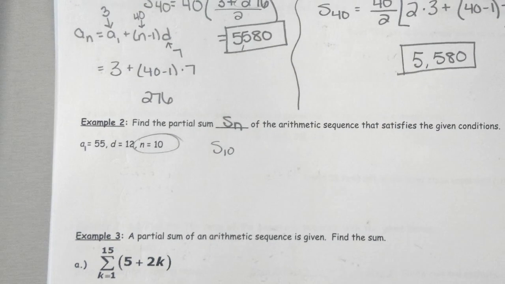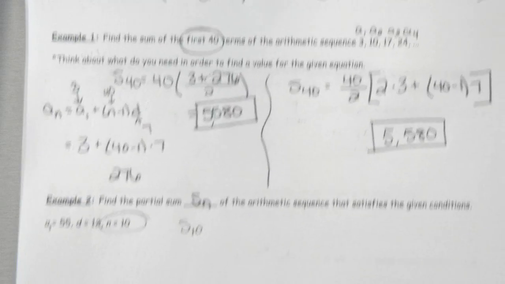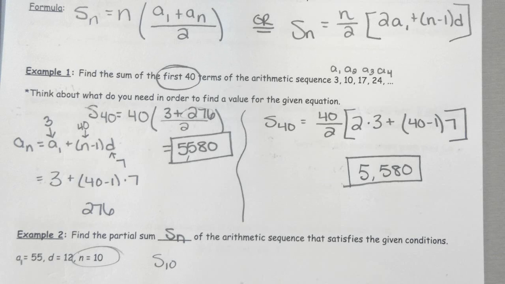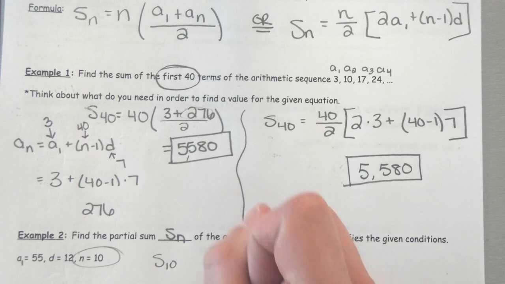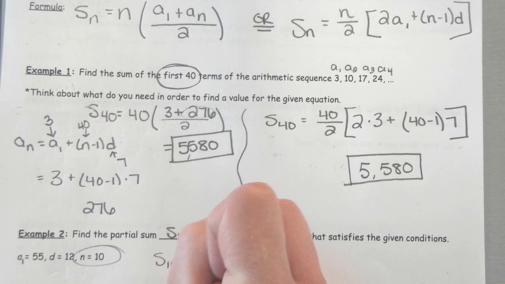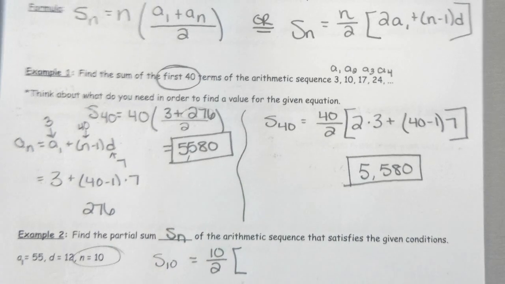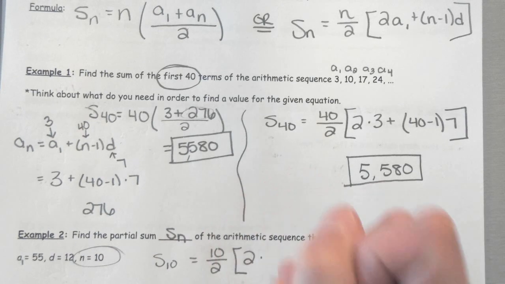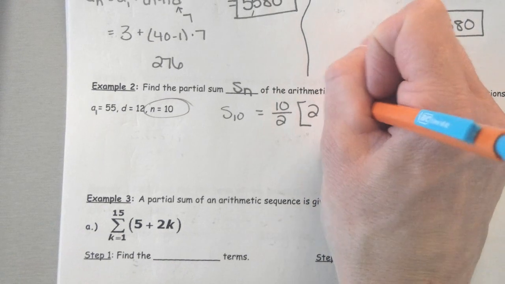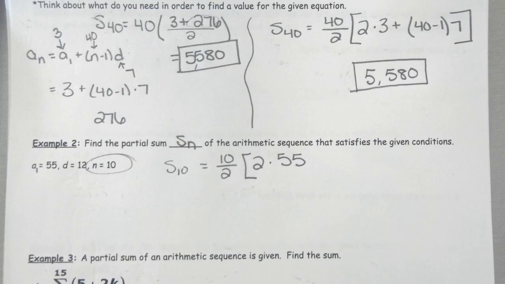Okay, so let's think about what we're given and which formula might be better. Yeah, I think the second formula is going to be better, the one on the right. Do you agree? Because we know all the things. So let's do the second formula, the one on the right. So we have S of 10 equals 10 over 2, nice big old bracket. 2 times, oh, you can't see it? Sorry. Seeing it is helpful.